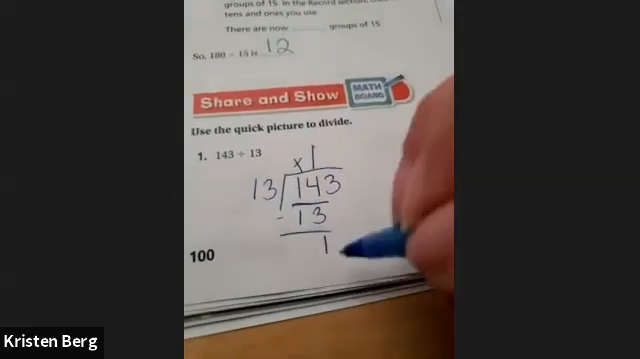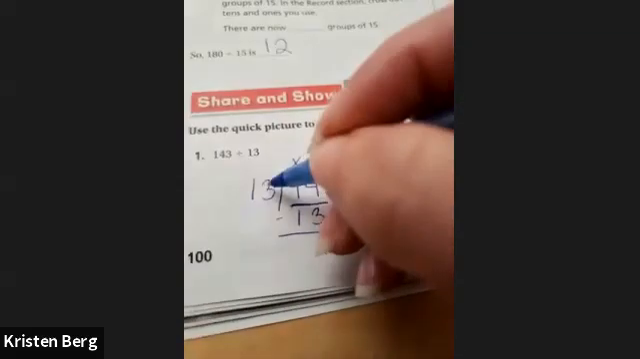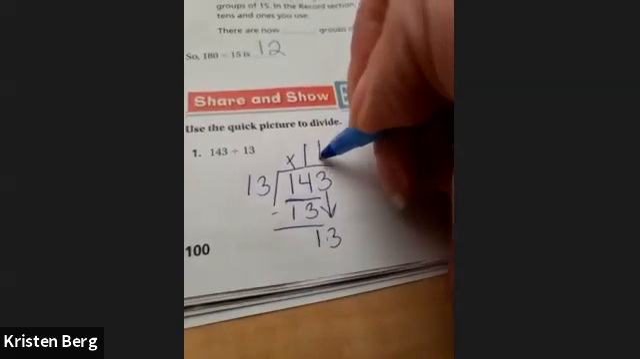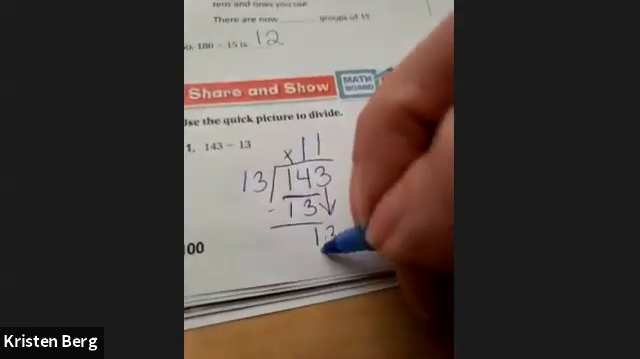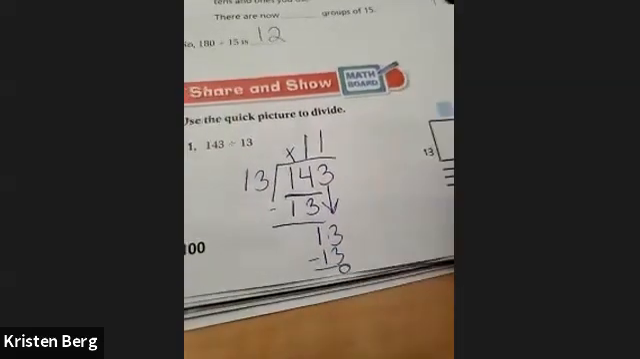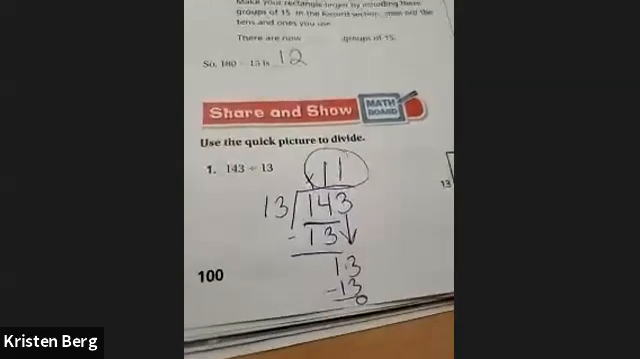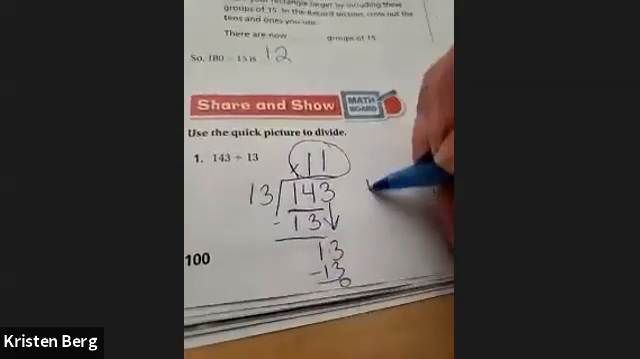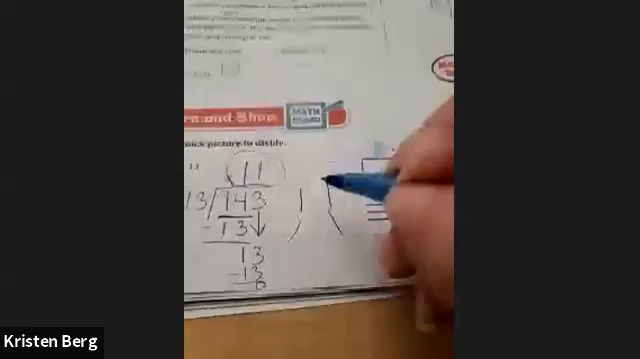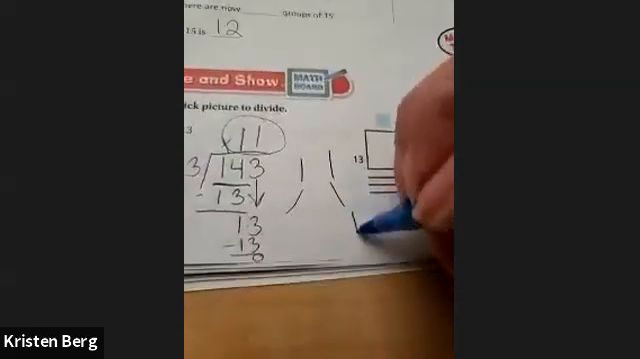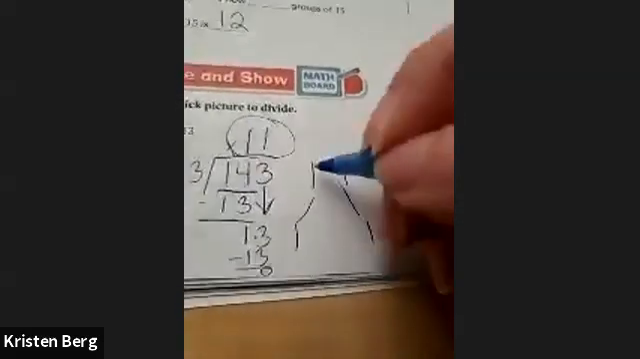Subtract, that would be a 1. Check it, we are okay, so bring down a 3. How many 13s can go into 13? That would be 1. 1 times 13 is 13 with nothing remaining. So therefore, our answer, our quotient, is 11. Now, what they wanted you to do is to break this apart. This is why I do not like this. 11 is a 1 in the ones, and then here, it's not just a 1.